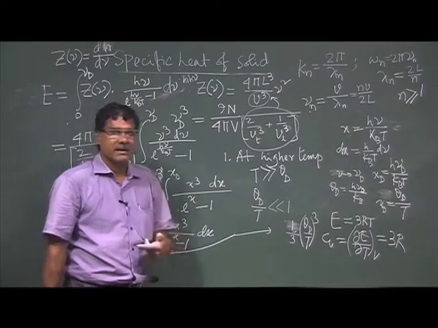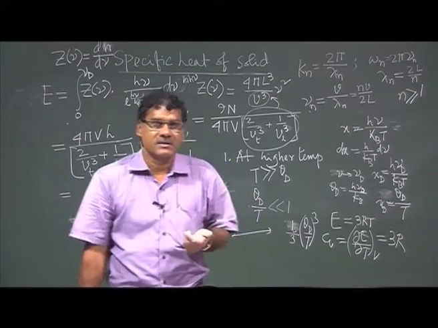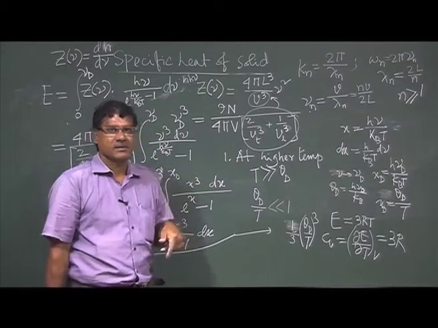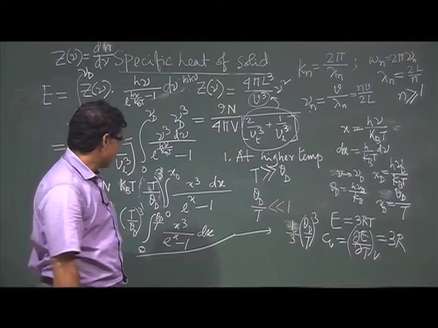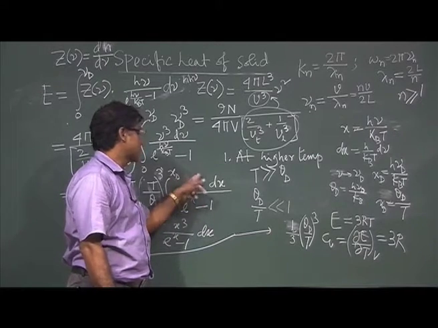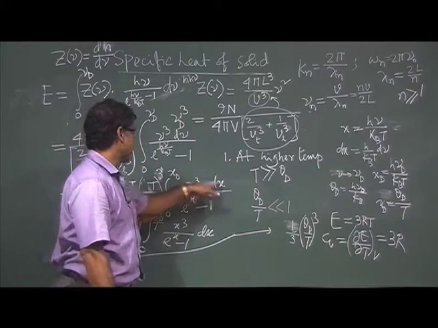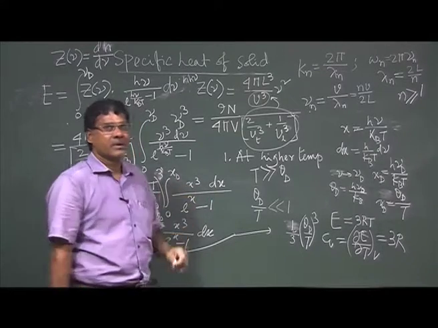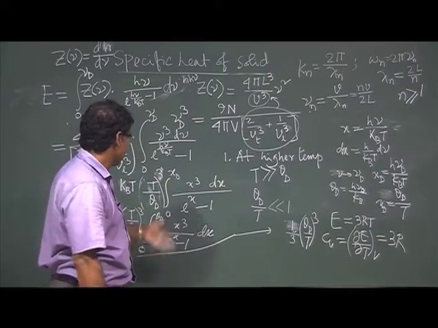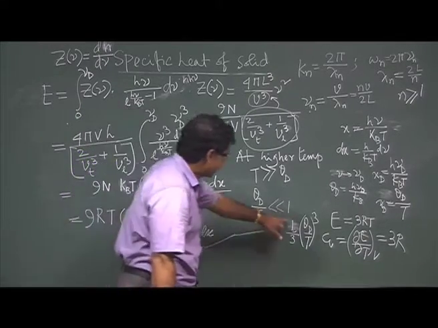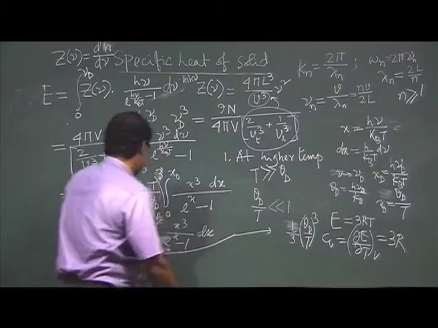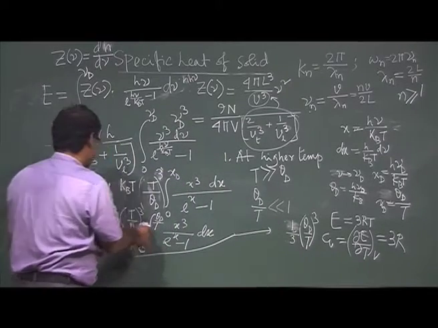So, e to the power x, if x is small, less than 1, one can write 1 plus x; higher terms one can neglect. So, 1 plus x minus 1, it is x. So, x cube by x, x square. So, I have to integrate x square dx over 0 to x D. Then I get x D cube by 3. So, x D is theta D by T, cubed.